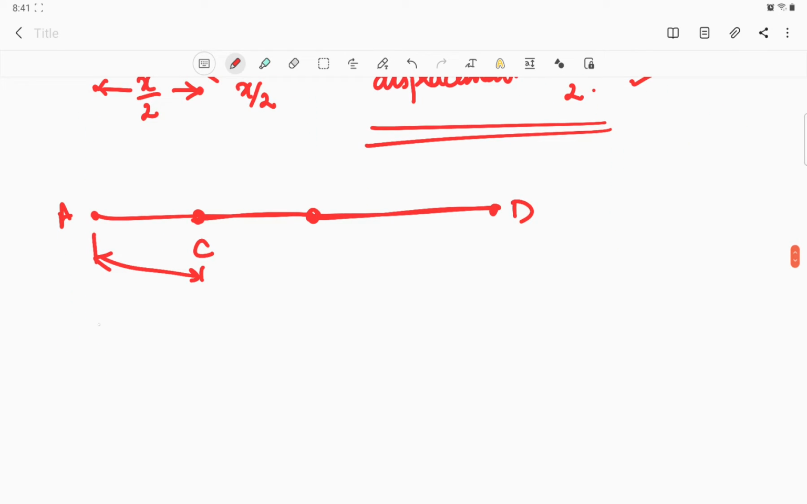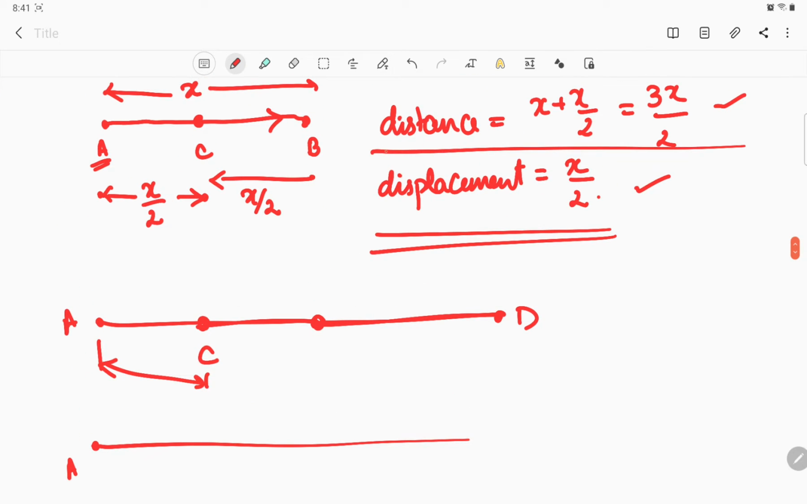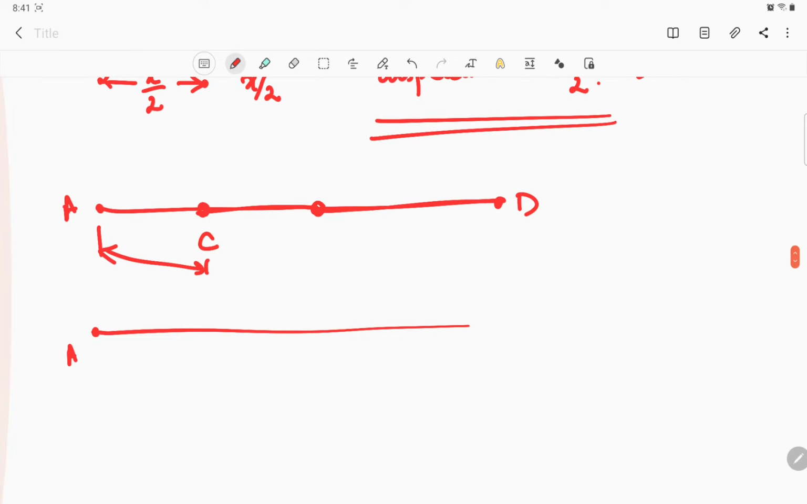Okay, and there is a particular condition in which the distance and displacement can be equal. Okay, usually distance is always greater than displacement, but in one particular case it is going to be equal, and that will be if the particle is traveling from A to B in a straight line without turning back. Okay, the particle does not turn back, so it is traveling in the same direction in a straight line.